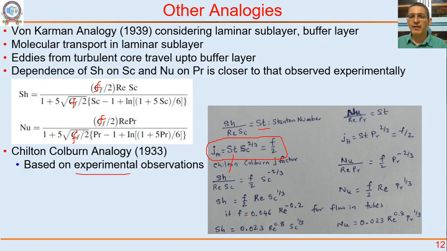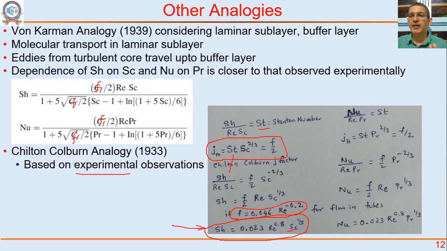And if you say the friction factor is 0.046 Re raised to minus 0.2, like for turbulent flow, recall that lecture, the friction factor versus Reynolds number chart. If you substitute that, you will get Sherwood number equal to 0.023 Re raised to 0.8, Schmidt number raised to 1 by 3. This equation we have used for the pipe flow example where there was a pollutant being degraded in the pipe. I gave you a Sherwood number expression. This was that expression. Instead of 0.83 there, it is now 0.8. So that's a small change.